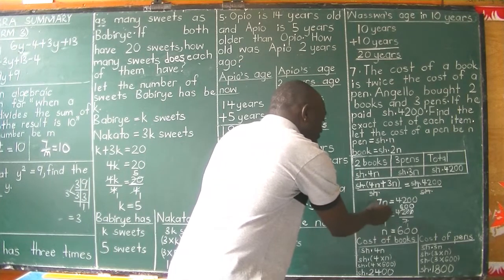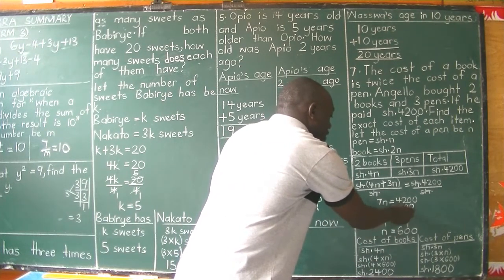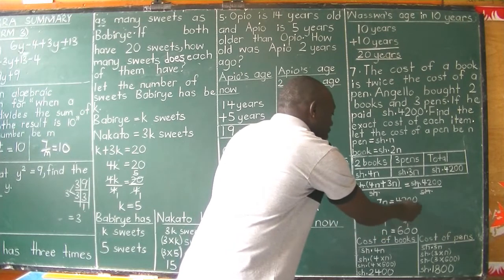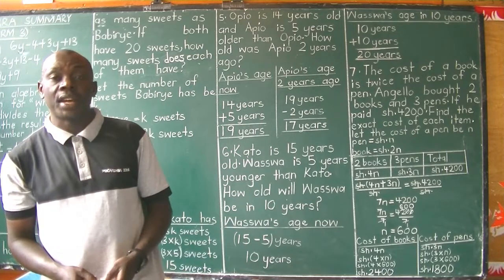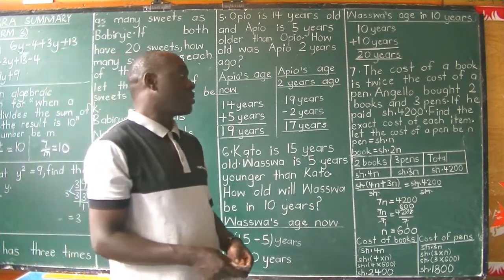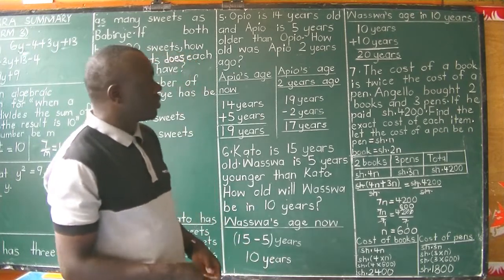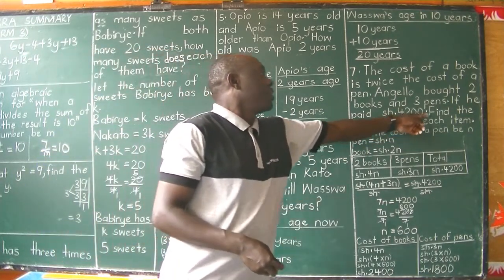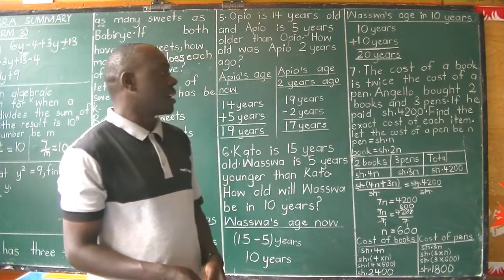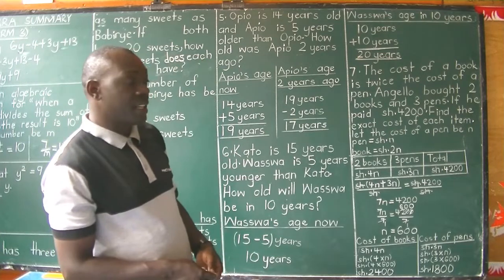7 by 7 once, so 7n divided by 7 is n. Then 42 divided by 7 gets 6, and these 2 zeros come up. So n is equivalent to 600. But that's not all, you go an extra mile into getting the cost of each item as required. Here, the question reads, find the exact cost of each item.